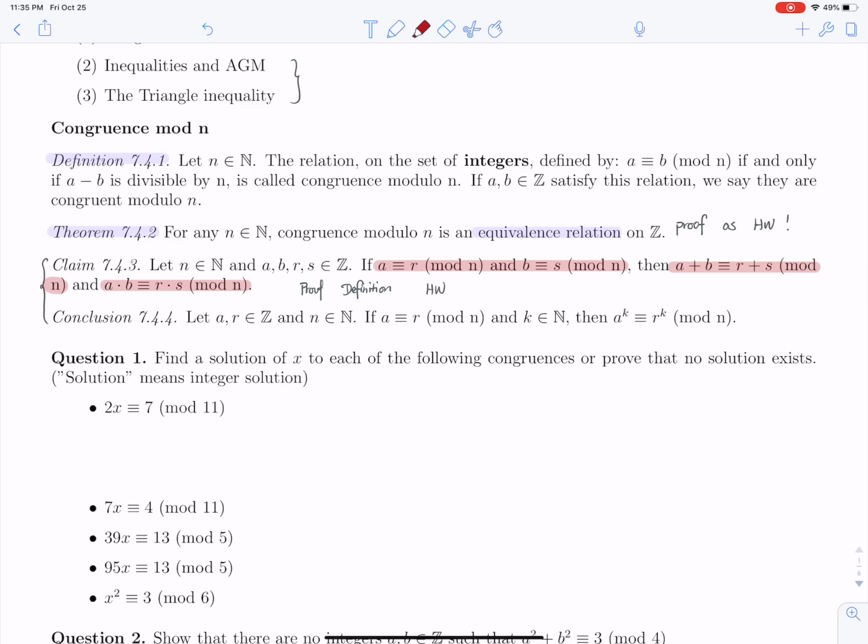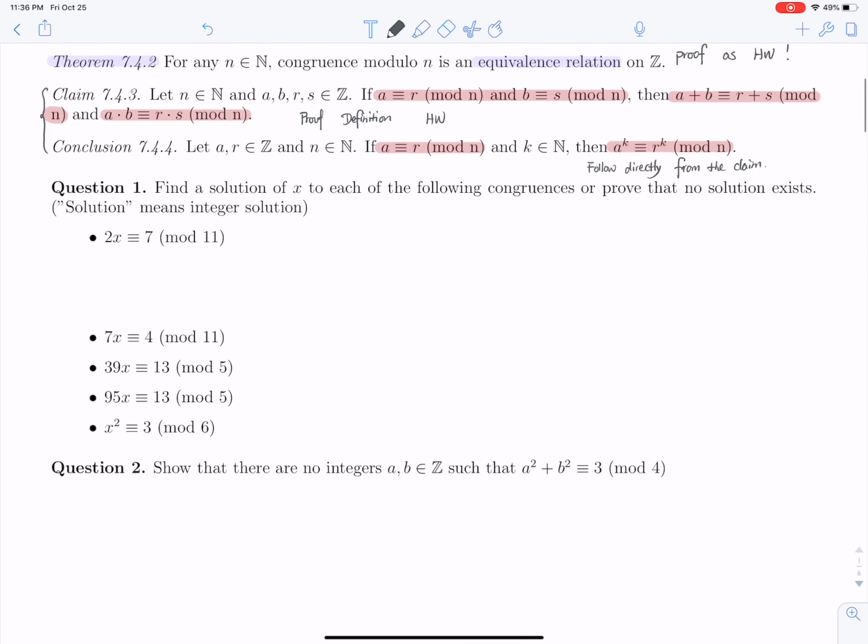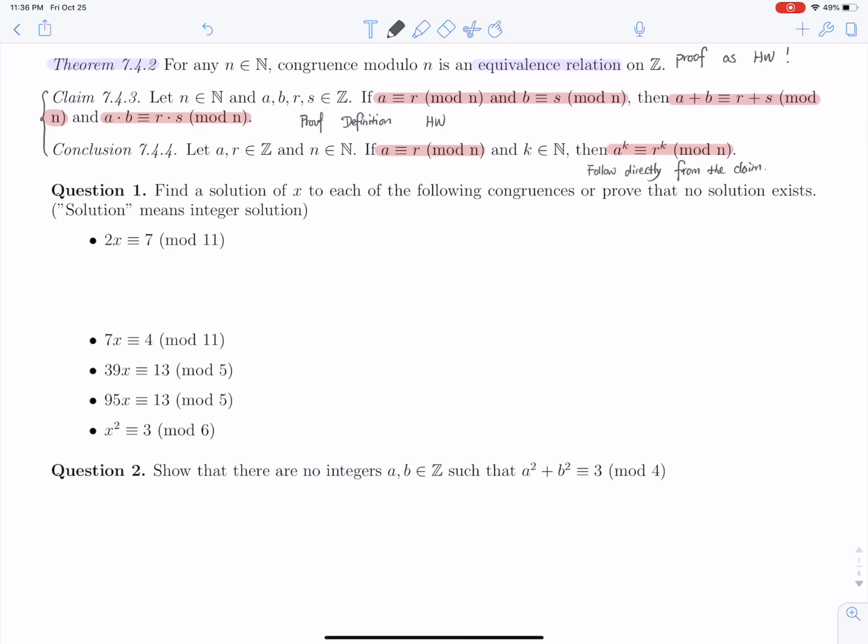This conclusion 7.4.4 is really important as well. If a is congruent to r mod n, then a to the k is congruent to r to the k mod n. We use this a lot as well. And this follows directly from the claim. But I do want you to know the proof as well. Although it follows directly, I want you to see it and understand it, not memorize any proof.